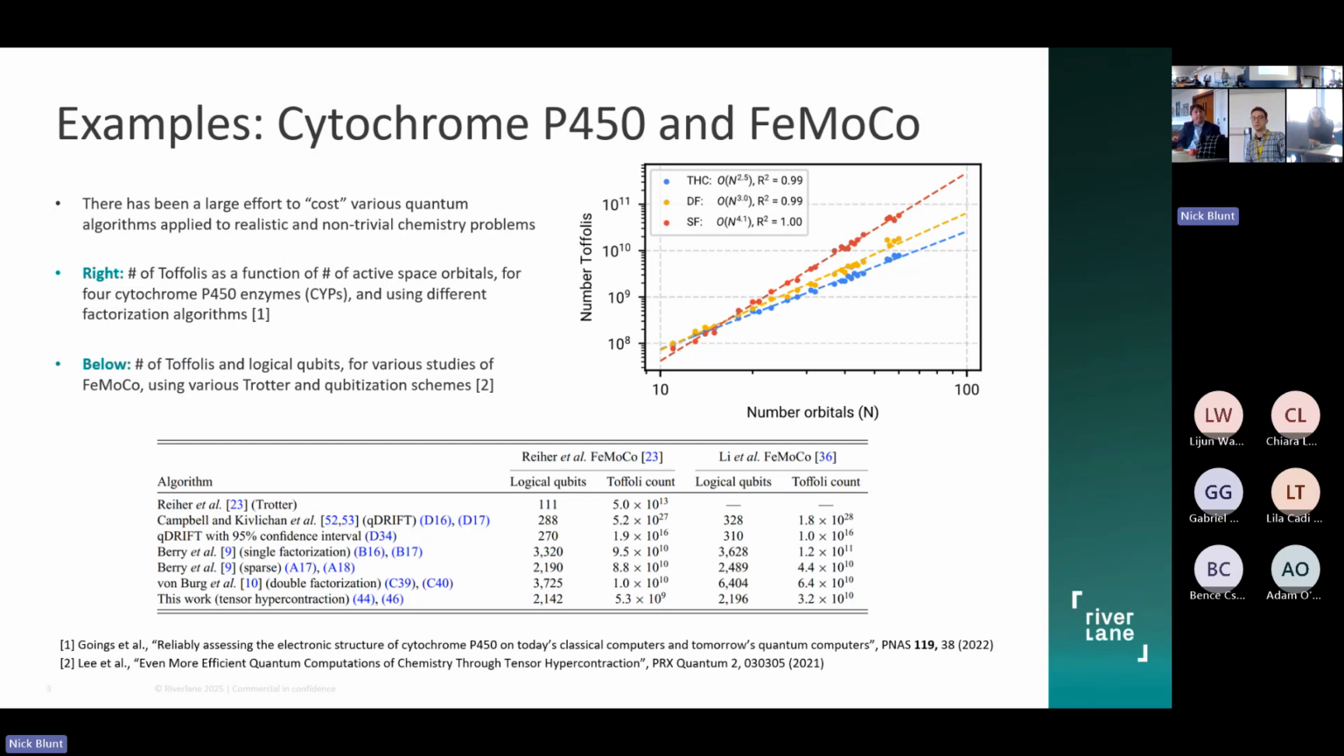Also, these usually assume a particular scheme proposed by Daniel Litinski, so-called Litinski costing scheme, where basically all of the Clifford gates can be moved to the end of the circuit.